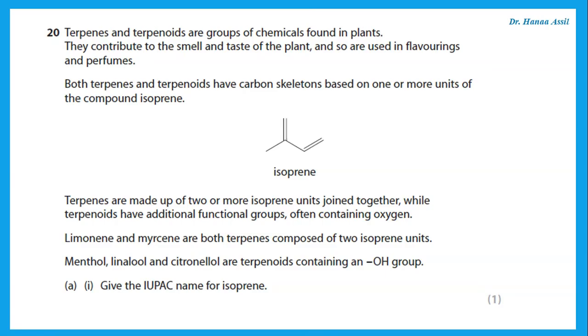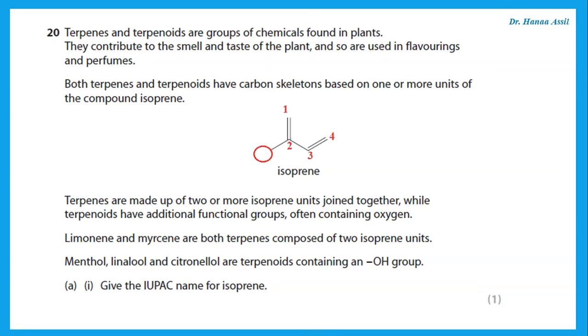Terpenes are made up of two or more of these units joined together, while terpenoids have additional functional groups often containing oxygen. Limonene and myrcene are both terpenes composed of two isoprene units. Menthol, linalool, and citronellol are terpenoids containing an OH group. So the first question is, give the IUPAC name for this compound. So how am I going to name this compound?